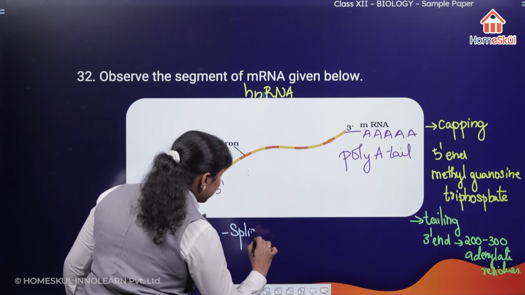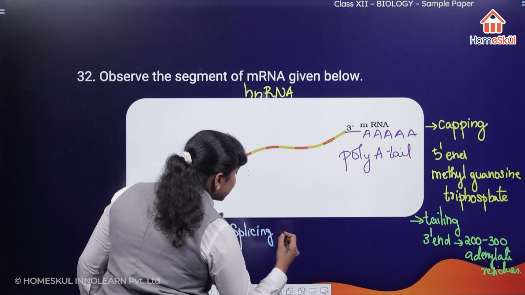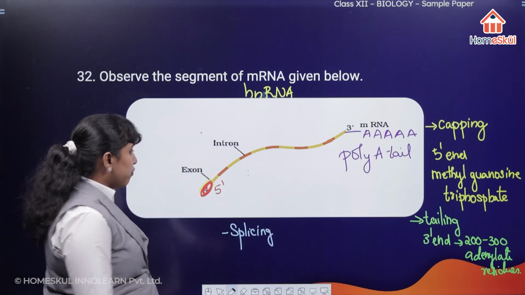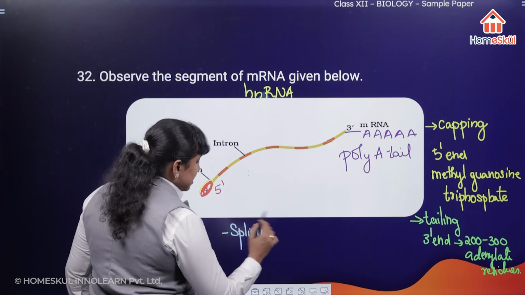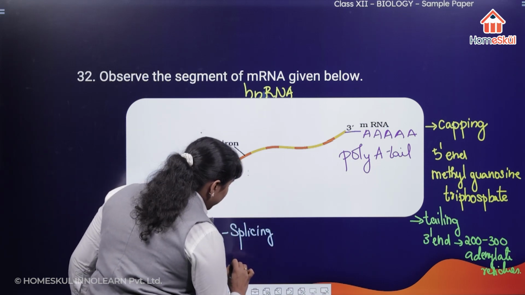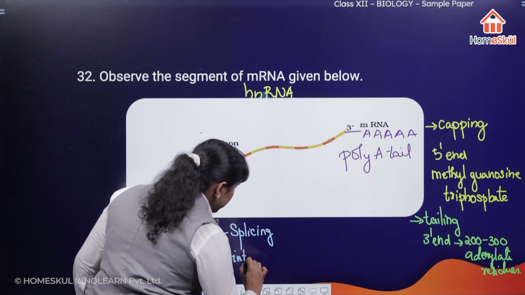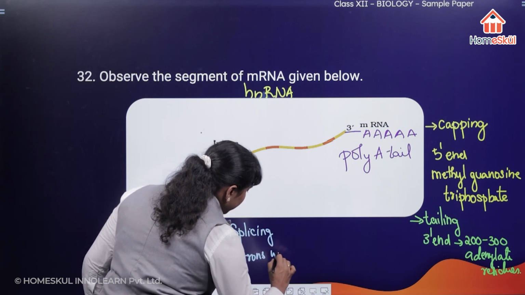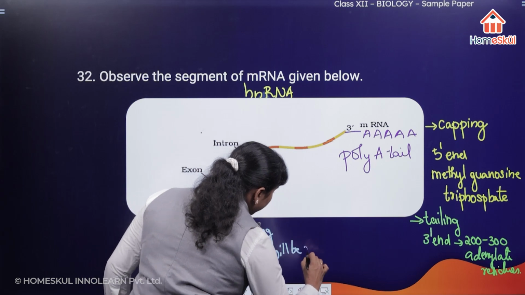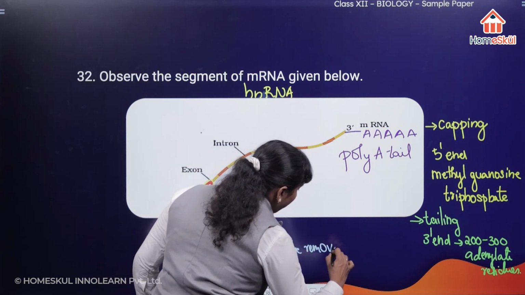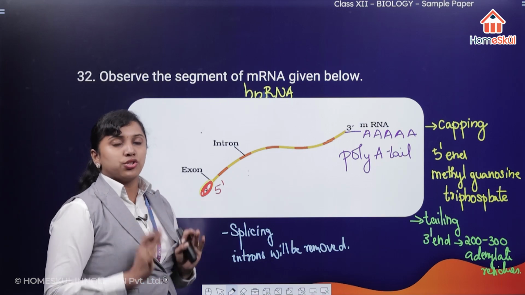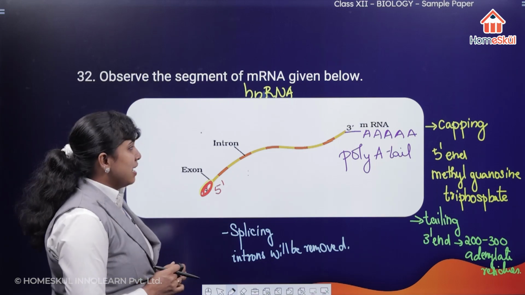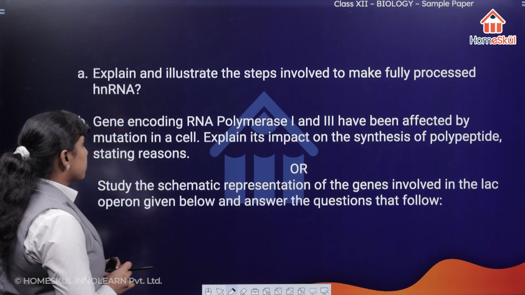Splicing occurs by means of spliceosomes. Splicing results in the elimination of introns. Introns will be removed by means of splicing. And finally, we will get a mature or processed mRNA. Clear? Then, what is the next question?